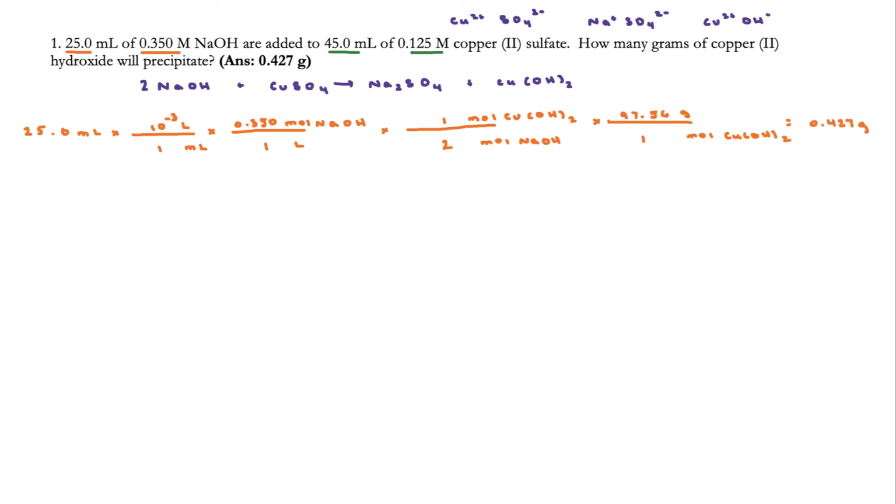Well, that's wonderful, and I actually see in the question that that's my answer, but I can't stop there because I need to confirm that my sodium hydroxide is my limiting reactant and not my copper sulfate. So I'm going to do the exact same steps, but now use the amounts for the copper sulfate, which is my other reactant.